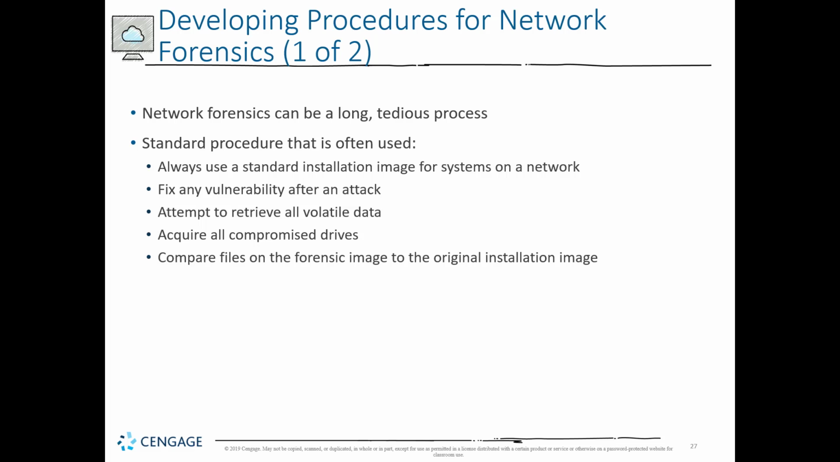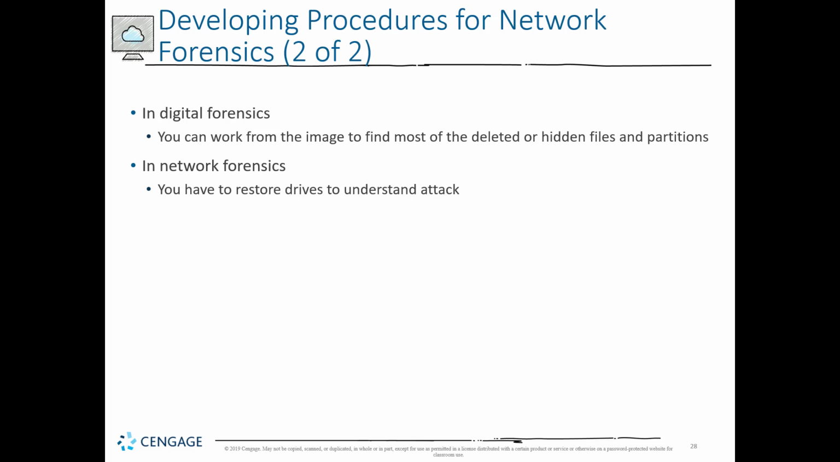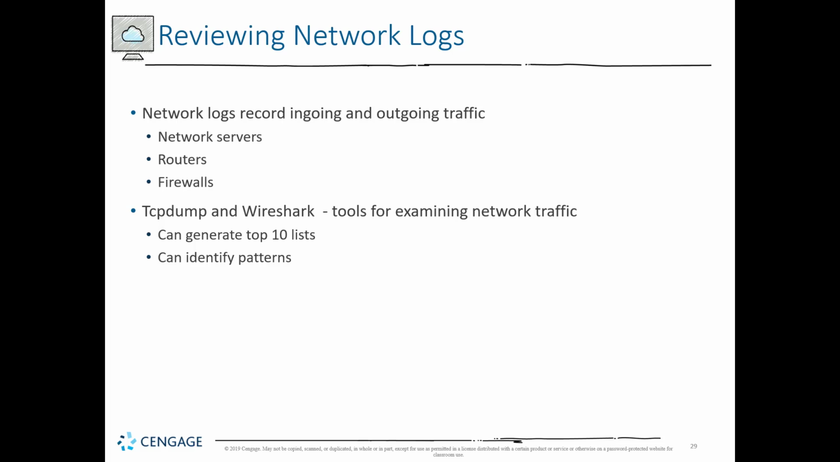The nice thing is, because you're capturing images, when dealing with a network attack, you can work from images to find most of the files that are needing to be analyzed. You can look for hidden and deleted files and partitions if you capture full images. In network forensics, you're going to have to restore the drives to understand the overall attack. And that means you're going to have to restore the drives of multiple machines. And then you're going to have to correlate that with logs and other infrastructure logs and traffic. It's just a lot more in-depth. Again, logs, whether from servers, routers, firewalls, switches, all of that will generate logs you're going to have to then use to analyze. You have tcpdump and Wireshark for examining network traffic, and they can help generate top 10 lists or identify patterns and whatnot.